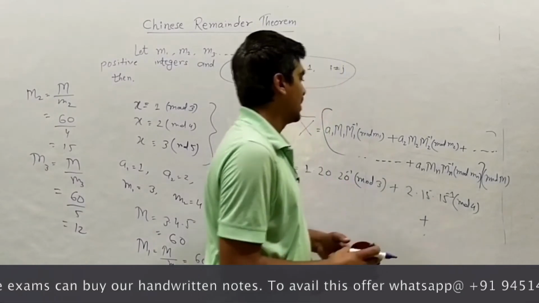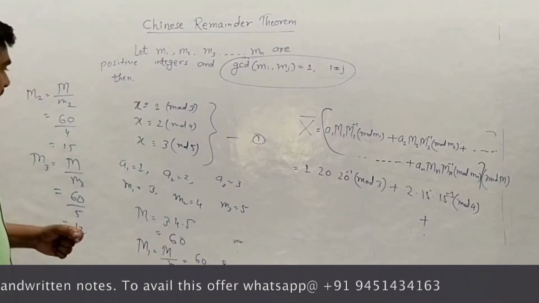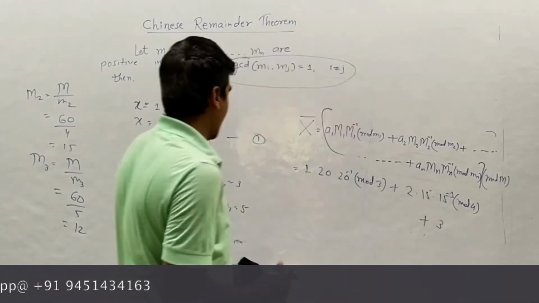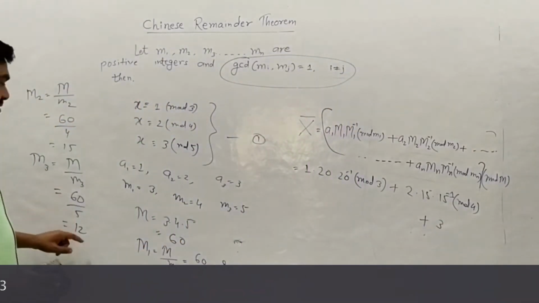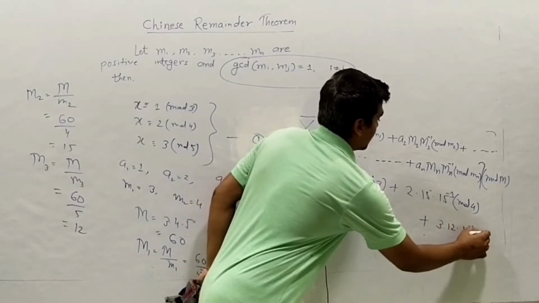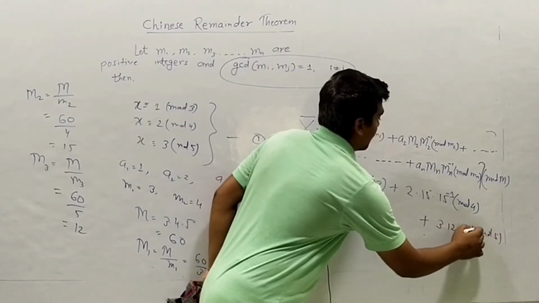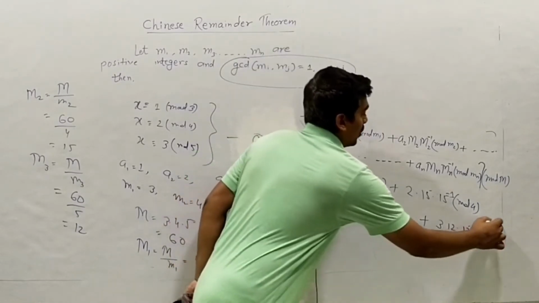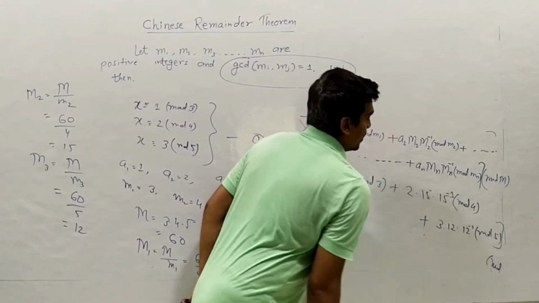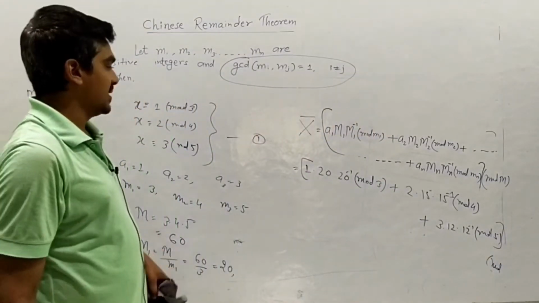Plus a3. What is a3? a3 is 3. What is M3? M3 is 12. 12 into 12 inverse mod 5, and this whole term is taken over mod capital M. What is capital M? That is 60.